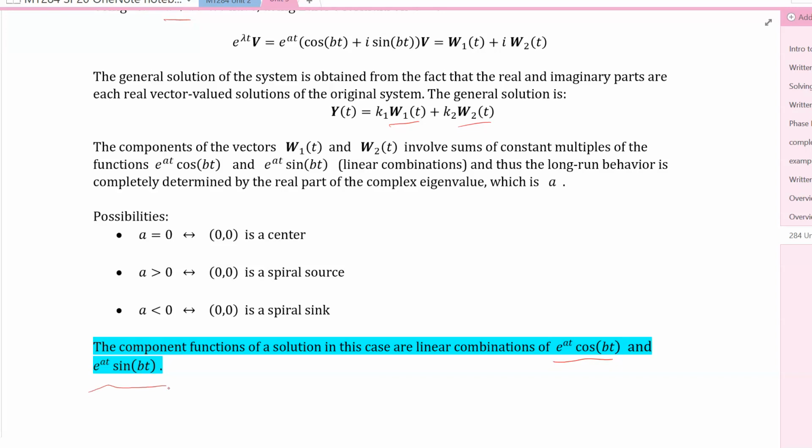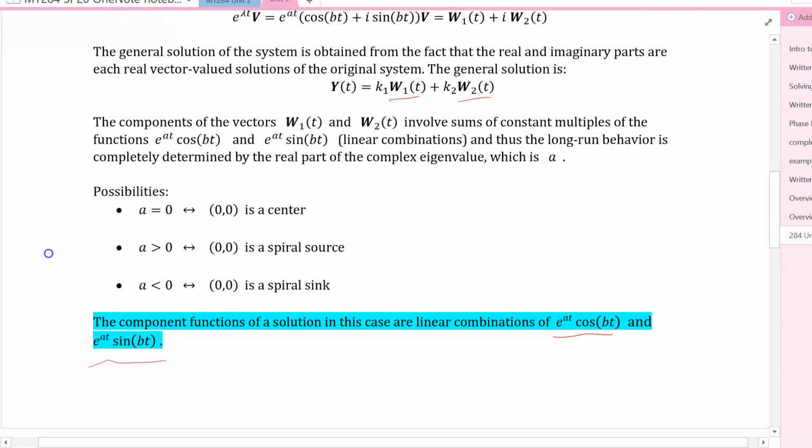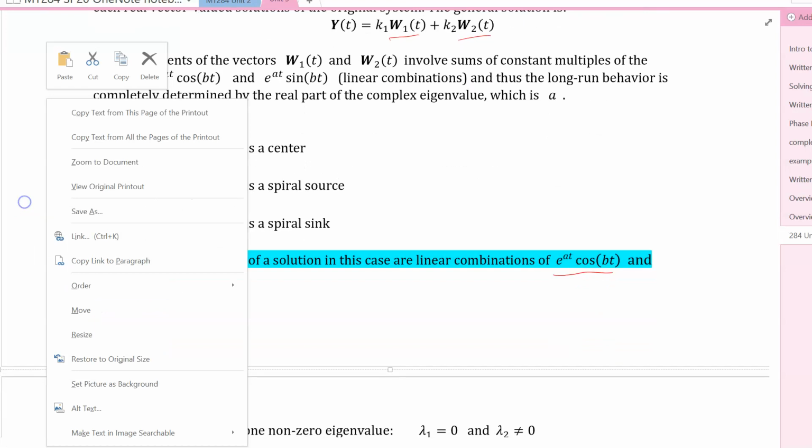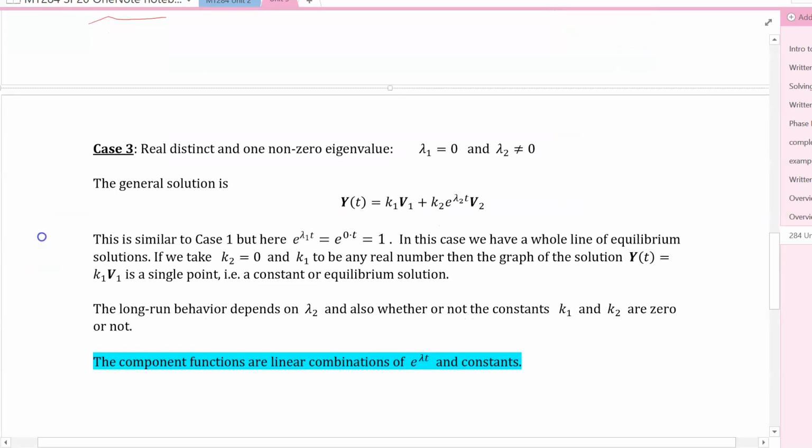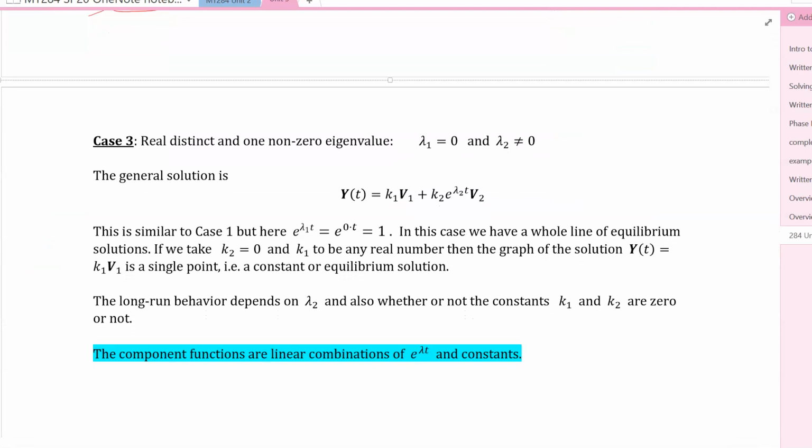Otherwise, you're going to have the product, which will either lead to a spiral source if a is positive or a spiral sink if a is negative. But again, the components of a solution are going to be involving only e to the at cosine bt, e to the at sine bt, or just cosines and sines if a is 0. Okay, so that was case 2. Case 3 was where we had one 0 and one non-zero.